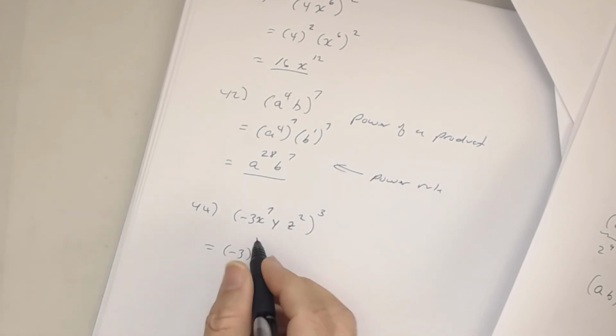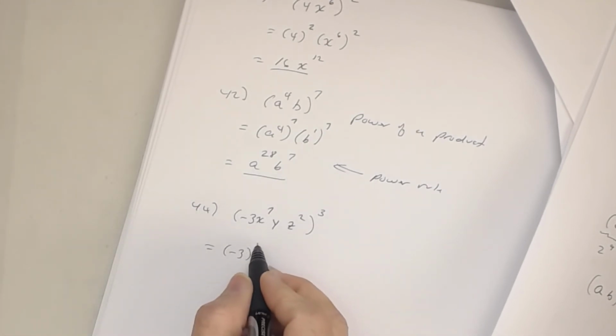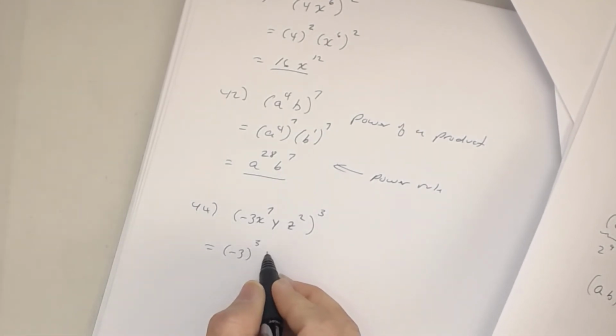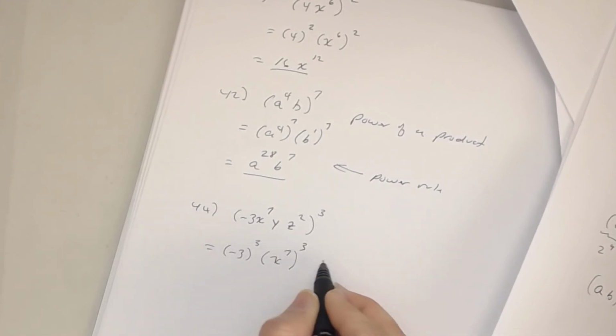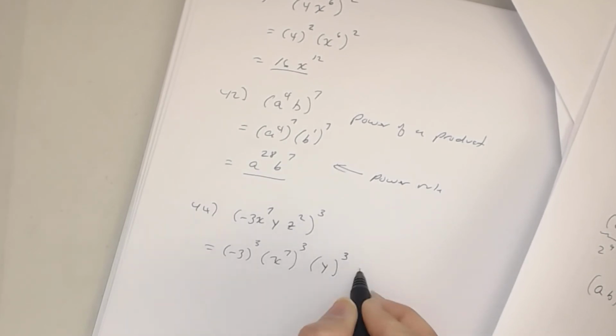Very good. Negative 3. I'm putting that in parentheses. It has to be raised to what power? The 3rd. Very good. What's the next factor that you see? X to the 7th. It has to be raised to what power? The 3rd. What's the next factor you see? Y. It has to be raised to the what? The 3rd. What's the next factor you see? Z to the 2nd. It has to be raised to what power? 3rd. All right. And then once you write it like that, then you got the answer.